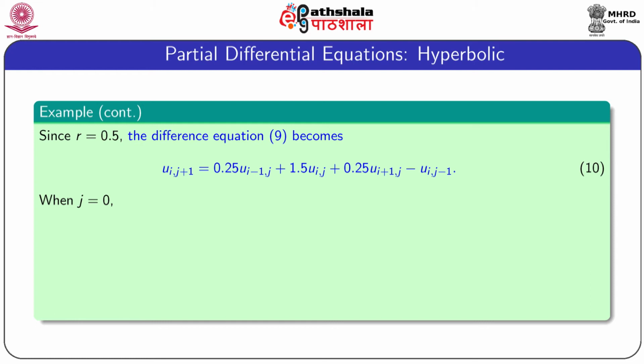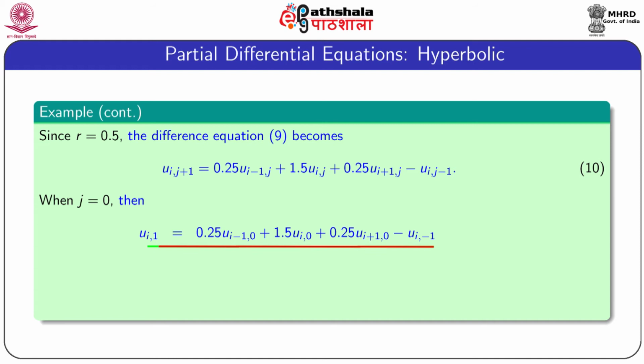When j equal to 0, then from equation 10 we have u(i,1) = 0.25 u(i-1, 0) + 1.5 u(i, 0) + 0.25 u(i+1, 0) - u(i, -1). The value of u(i, -1) is unknown, but its value is determined from the initial condition for the derivative, and that value is nothing but u(i, 1).